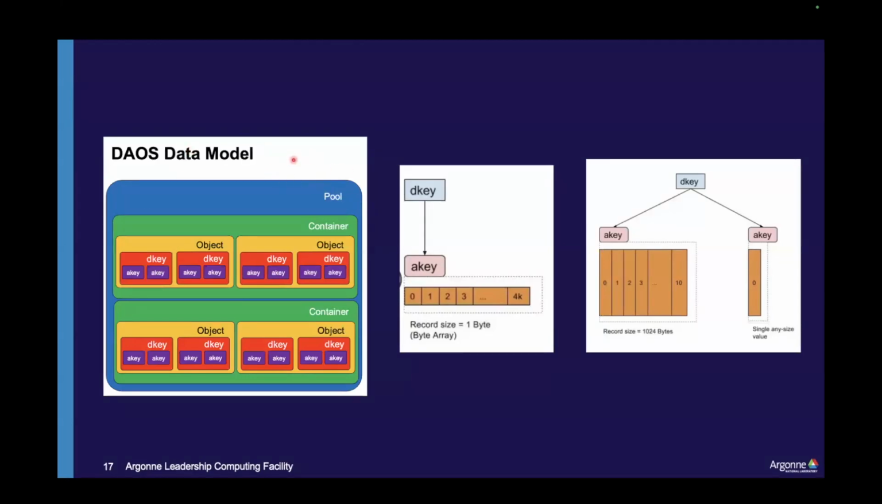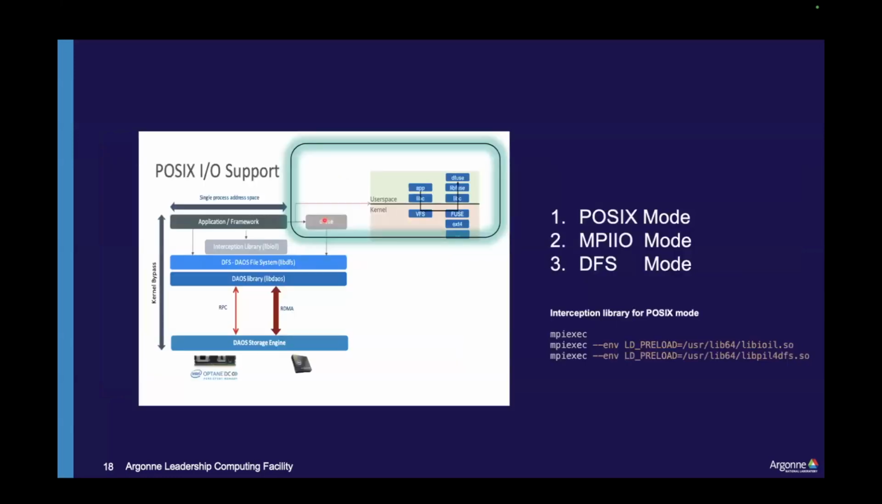So just a quick overview on the model. What I have covered till now is the pool, which is something ALCF allocates for your project. That's the bigger level directory, and the container is something that you create, and all your data will be objects, which is basically a distribution key and attribute key. There are different ways your object is stored, but this is just a general high level view.